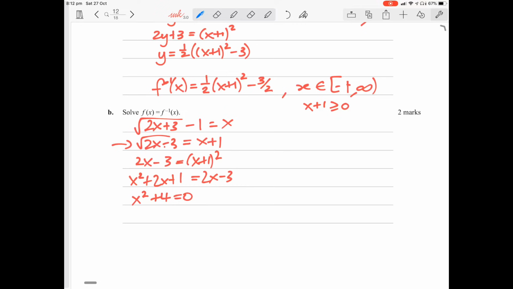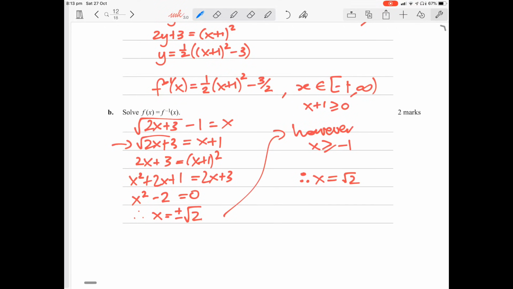2x plus 3 plus that's a minus 2. Like, that doesn't work unless you do spash. Therefore, x is plus or minus root 2. However, x is greater than or equal to negative 1. Negative root 2 is less than negative 1. Therefore, x is equal to root 2 is the only solution.